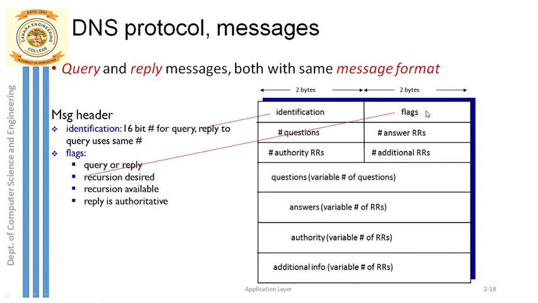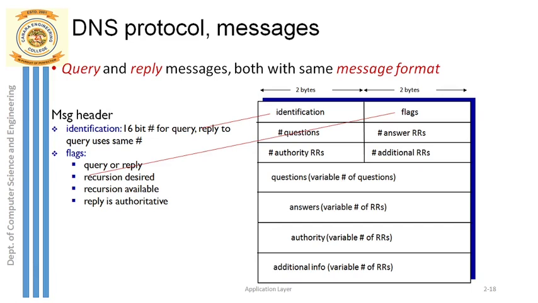Next you have flags. You have many flags here. Each flag is of 1 bit. So what is that flag indicating? If that flag is set to 0, it indicates it is a query. If this flag is set to 1, it indicates that it is a reply. So out of the many flags, one flag is the query flag. If it is set to 0, it means that this entire message is a query message. If the flag is set to 1, it indicates that the entire message is an answer, a reply. Why? Because the same structure is shared for both query and reply.